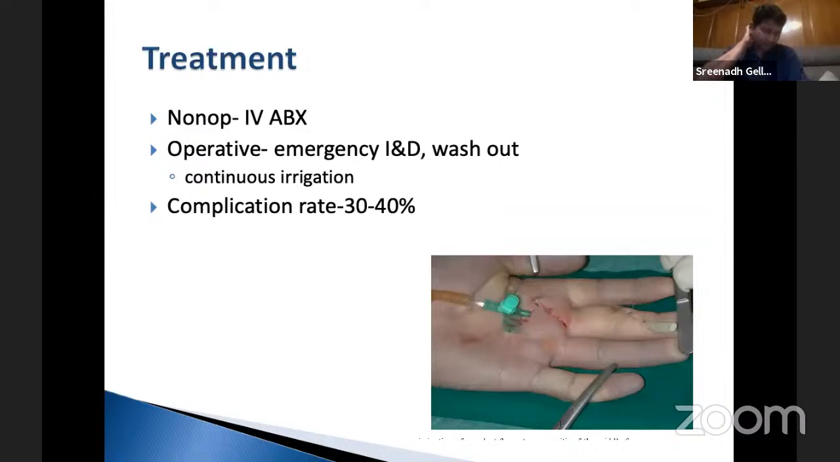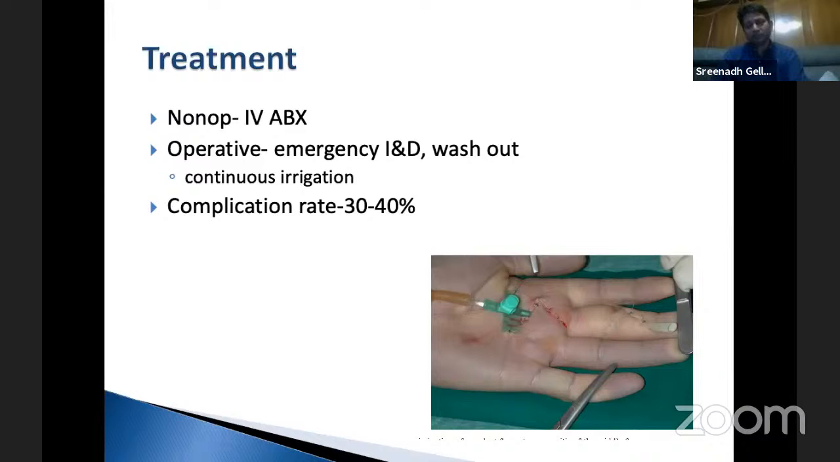Coming to the treatment part of it, yes, we can give non-operative treatment in the form of IV antibiotics for early infections. There are publications regarding this, but the common practice is that whenever there is a suspicion of flexor sheath infection, to avoid late complications and severe stiffness, the preferred treatment is incision and drainage and washout.